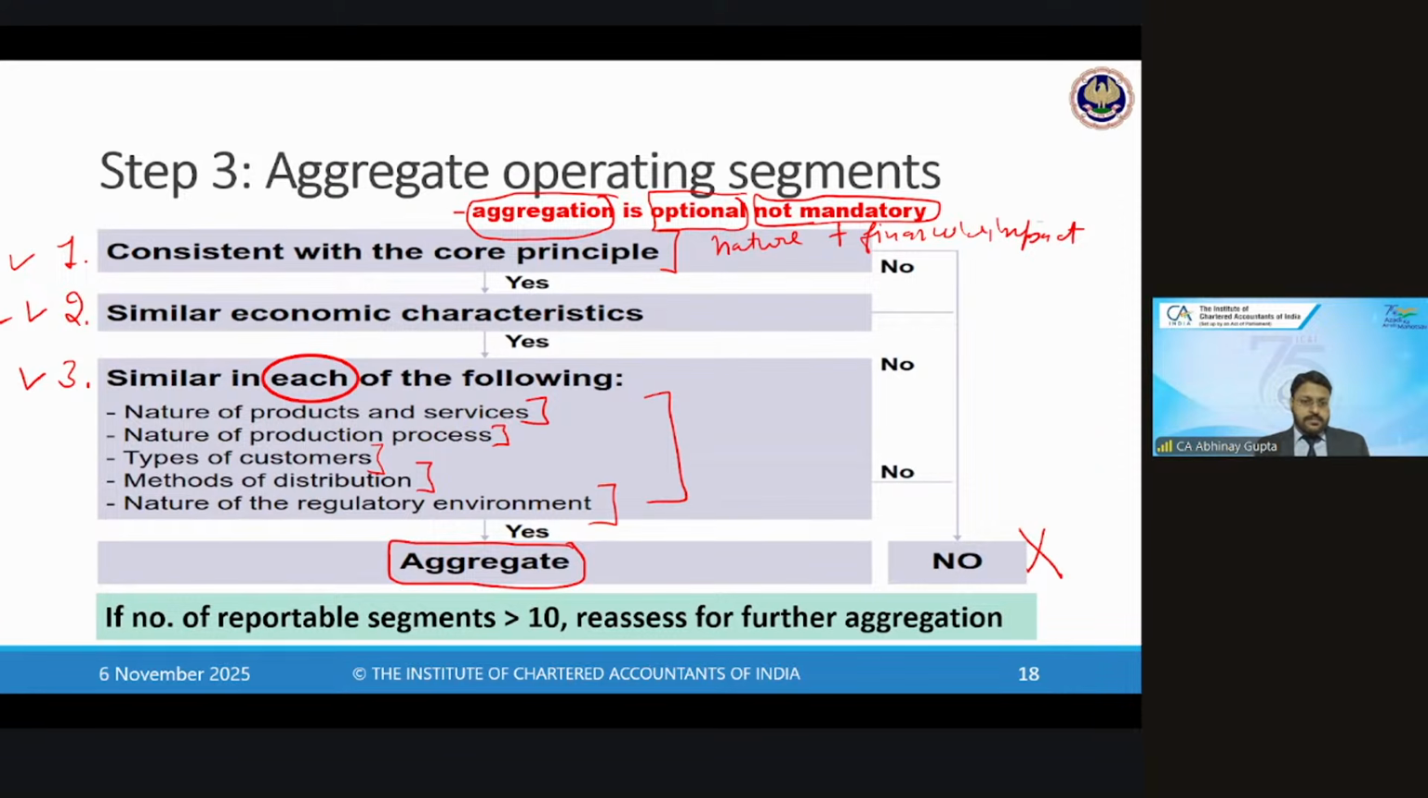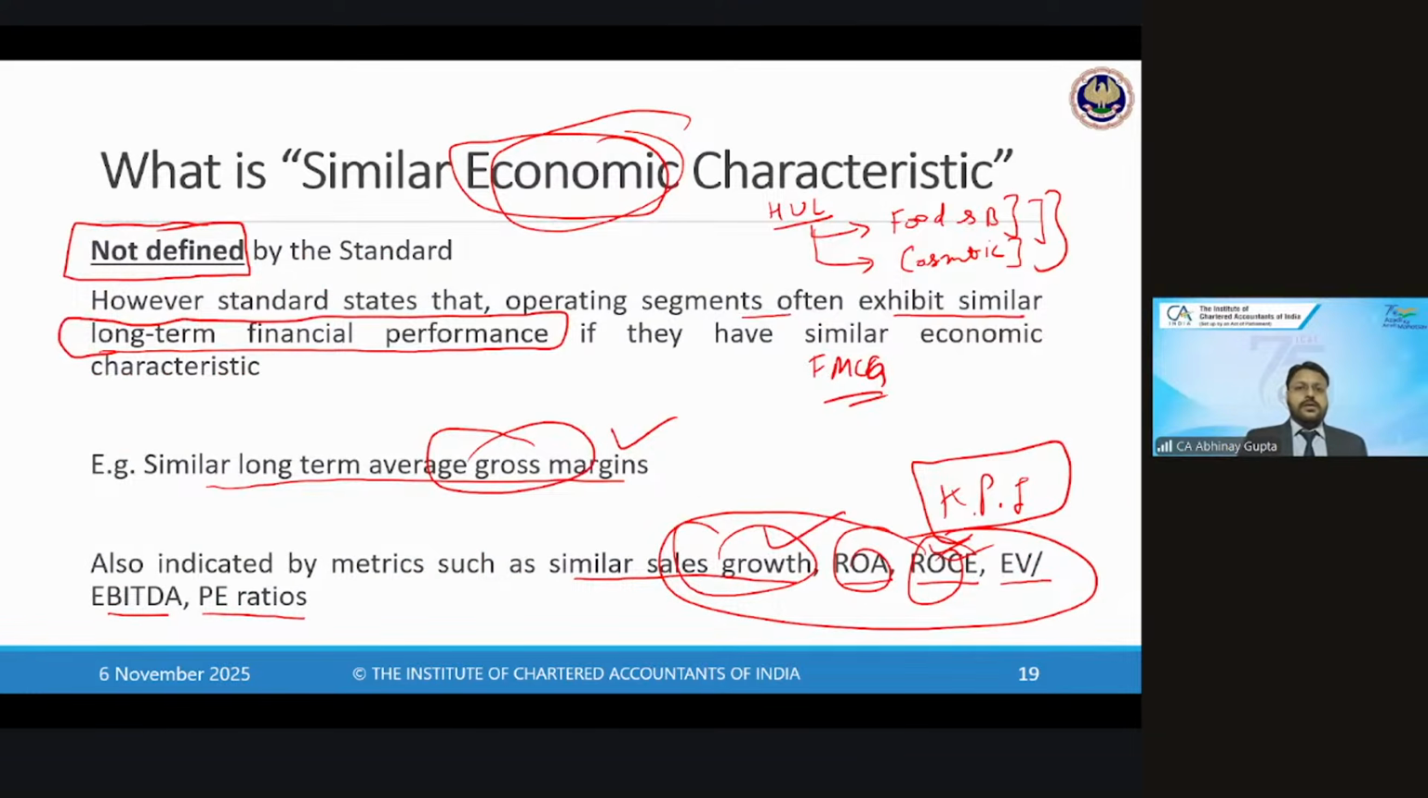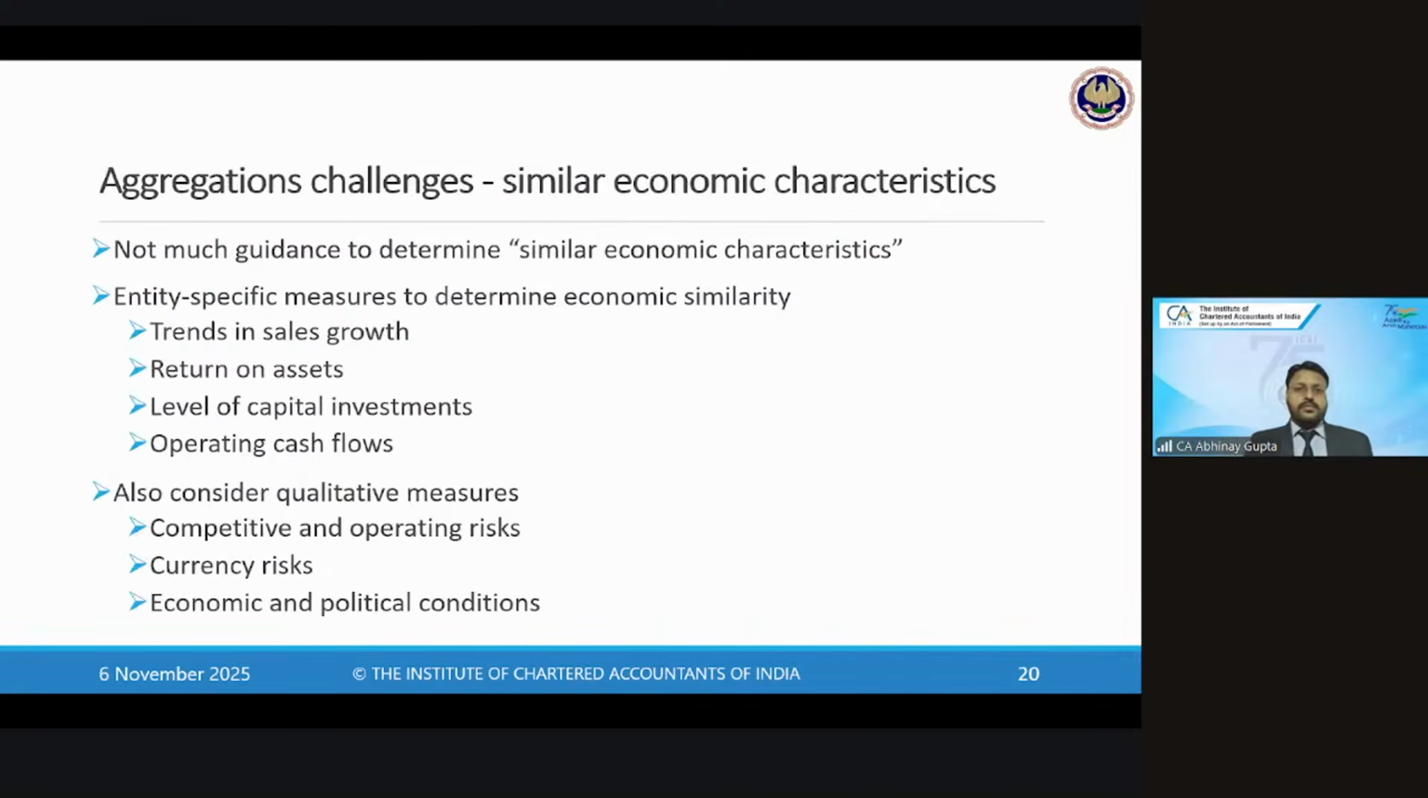Types of customers might be the same, right? I am consuming the food and beverages as well, and I am consuming the face cream, hair oil, shampoo, and toothpaste as well, so the customer is more or less the same. Methods of distribution might also be the same, the same logistics chain handling all the distributions for both the products. And nature of regulatory environment, again different. For food, it could be a different regulator; for other products, it could be a different regulator. So unless and until all these conditions are met, aggregation is not allowed, right? These are the conditions which we need to qualify first for aggregation, right?